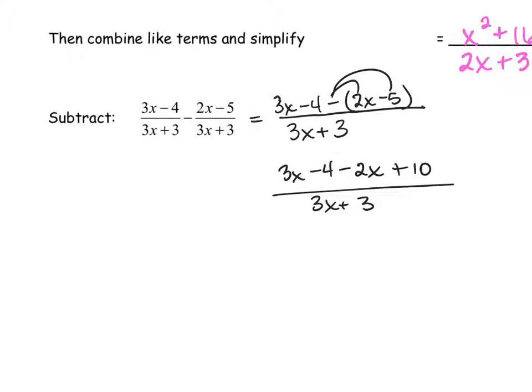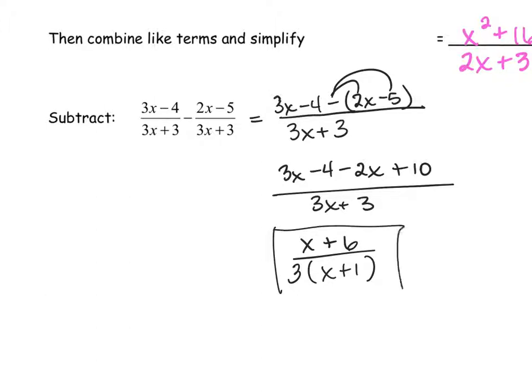Combine my like terms, 3x and negative 2x gives me x. Negative 4 plus 10 gives me plus 6. And on the bottom, I've got 3x plus 3. I can divide out a 3 from that and get x plus 1. And that's really as far as I can take that one, because I don't have any common factors on the top or the bottom to divide out.